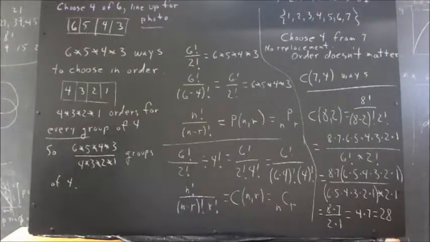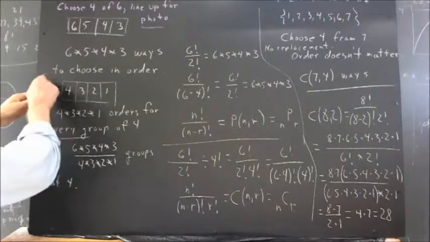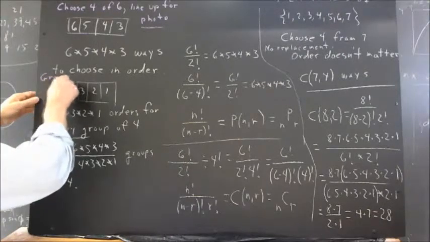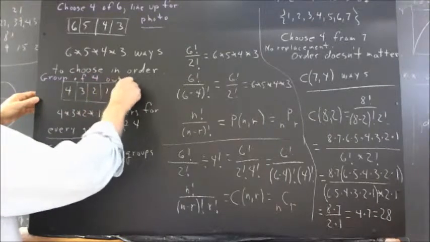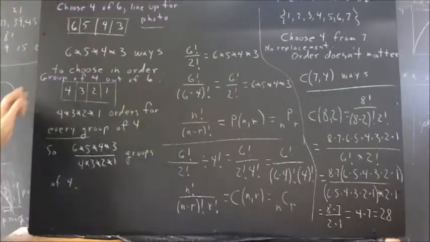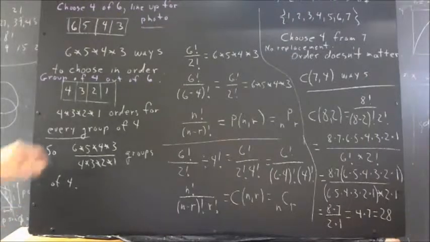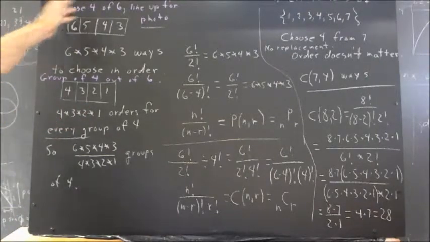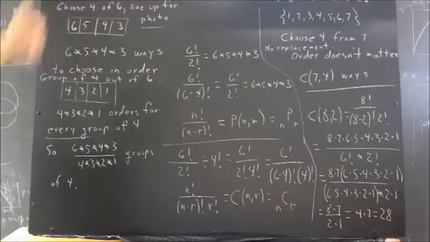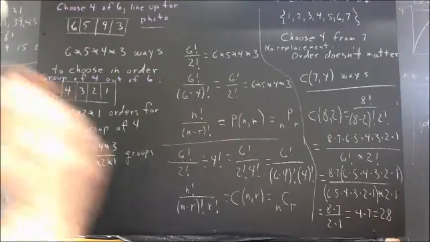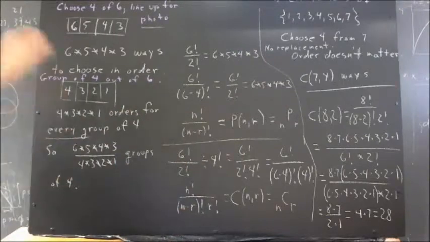Okay, now, if we want to get a group of 4 out of the 6, every choice we make of 4 people could have been chosen in how many different ways? Well, we have 4 people in the group.